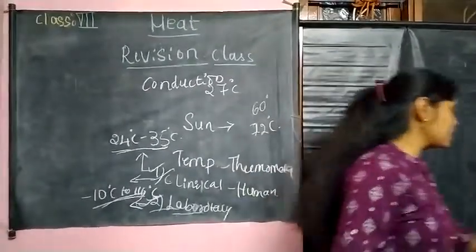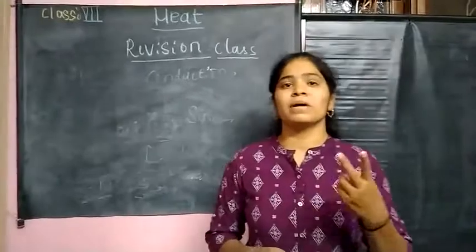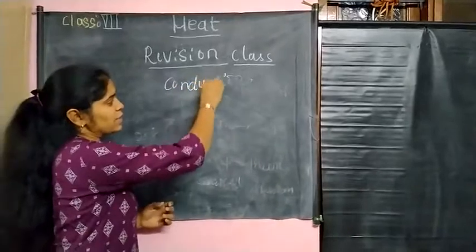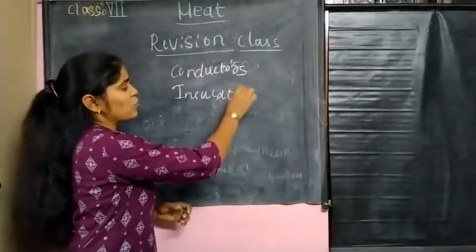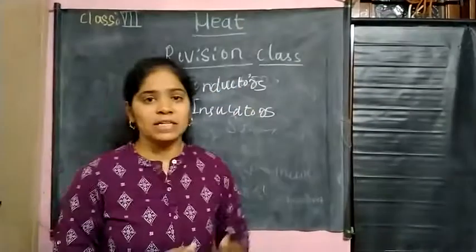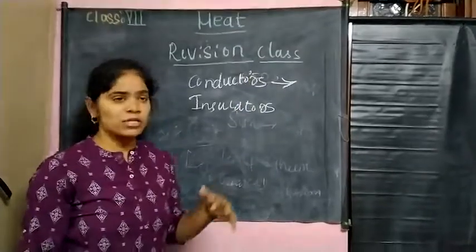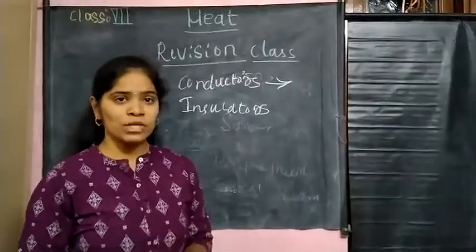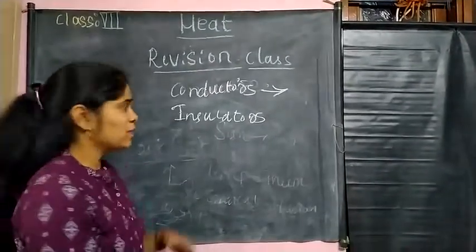The next topic is the convection method. In conduction, there are two types of materials. What are they? The first is conductors and the other is insulators. You all know that conductors are materials which allow heat and electricity to pass through them easily. For example, all the metals like iron, steel and aluminium are conductors which allow heat to transfer through them easily. That is conduction.